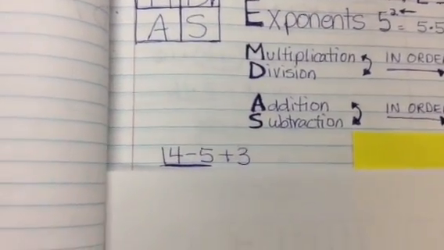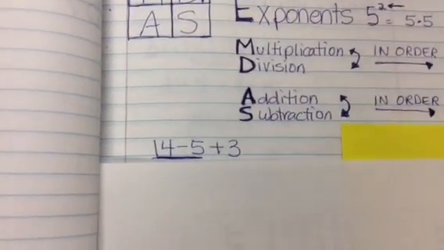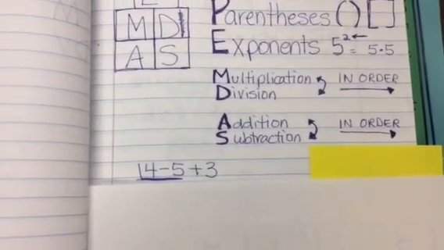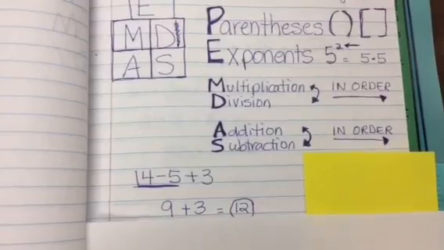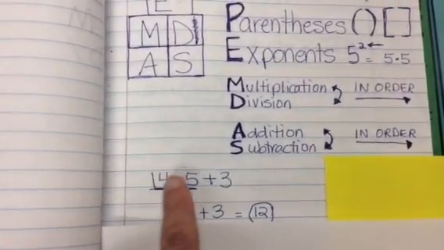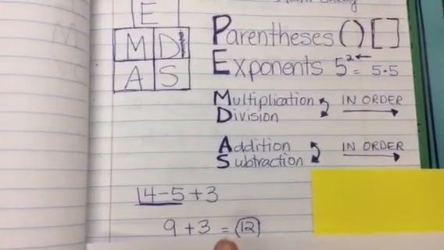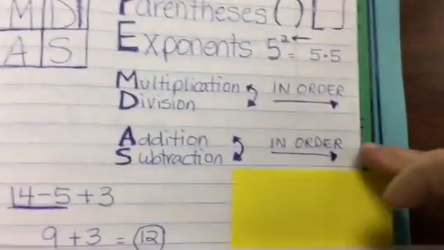And I am going to be super strict on you showing each step. It's very important, especially when you get to algebra. So 14 take away 5 is 9. So I'm going to rewrite my question. I'm solving this part right here, 9. And then I'm finishing writing the rest of the question. 9 plus 3 is 12. Good job.